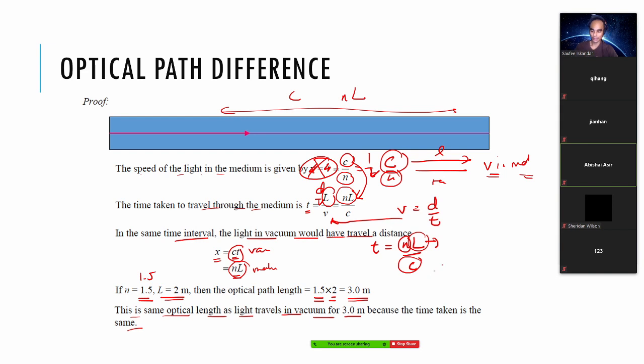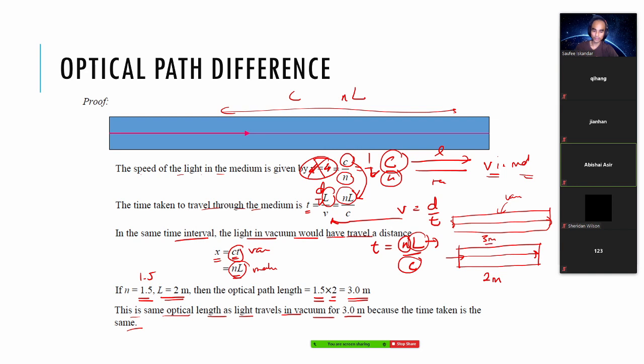So by comparing, if we have 2 meters over here, the light enters and goes to the other side, and we have 3 meters in a vacuum, the light enters and goes to the other side.